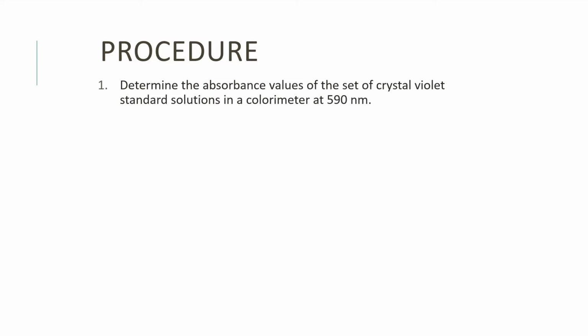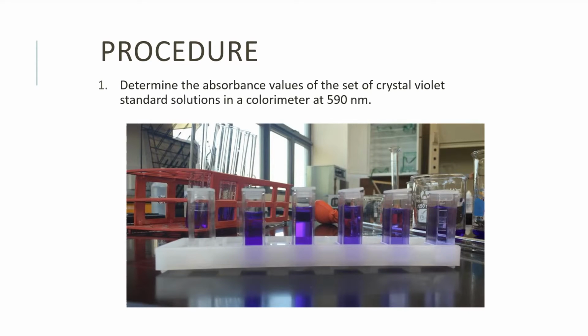Procedure. Determine the absorbance values of the set of crystal violet standard solutions in a colorimeter at 590 nm. The photo below shows the 5 solutions of Cv in cleaned cuvettes with lids, as well as 1 water solution that is used to calibrate the colorimeter.